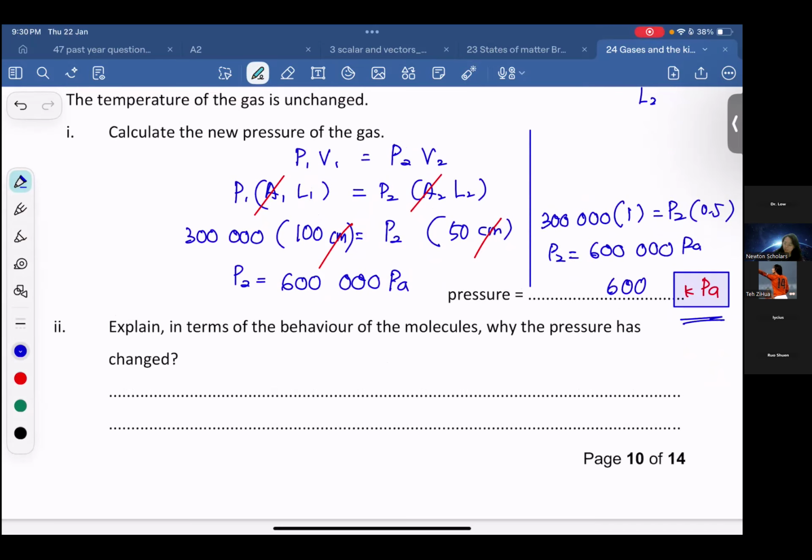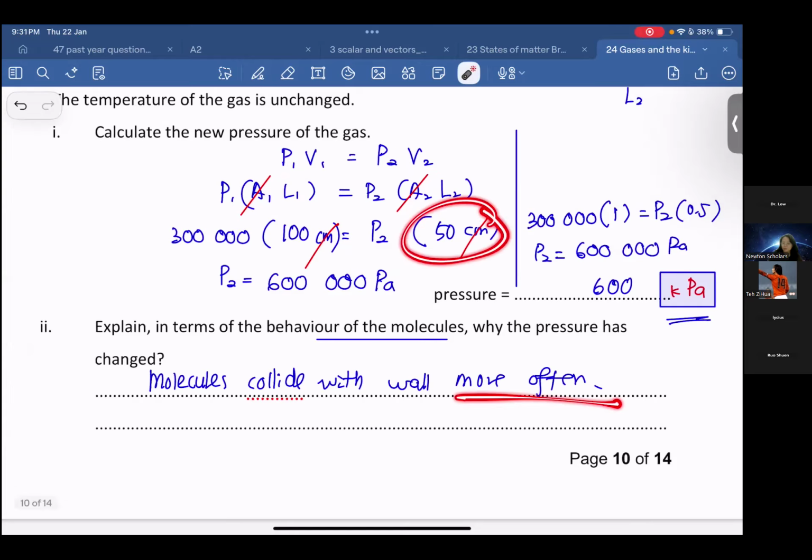Yes. Why will pressure change? Because molecules collide with the wall more often. Yes. So therefore the pressure will change. Colliding more often is because right now your volume decreases. So pressure increases due to more collisions with the wall. Sometimes they will say a higher frequency of collision. Also okay, no problem.